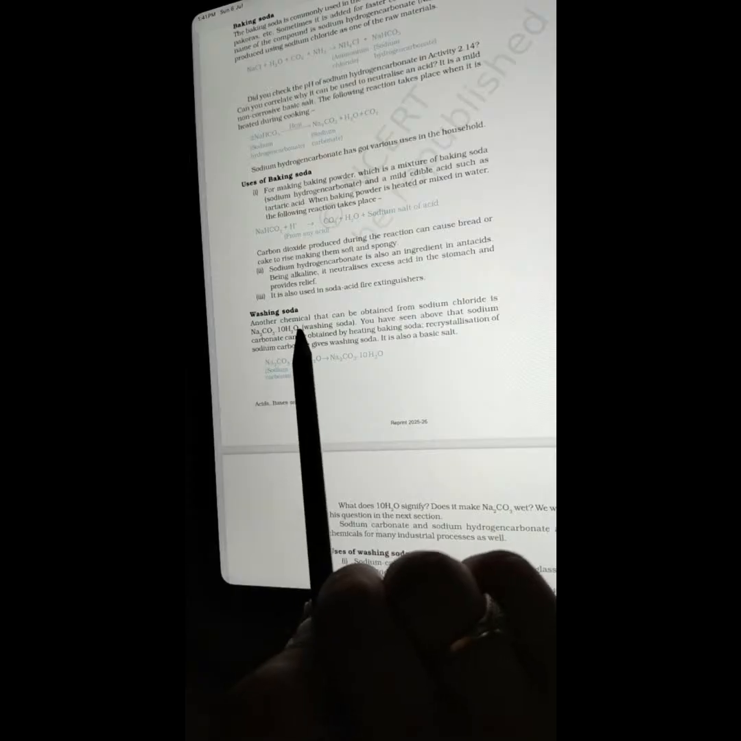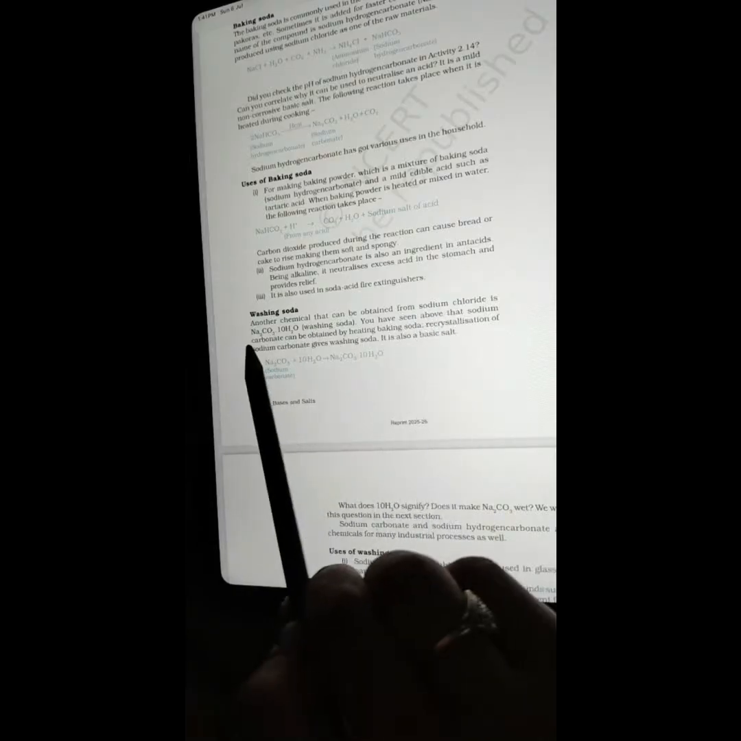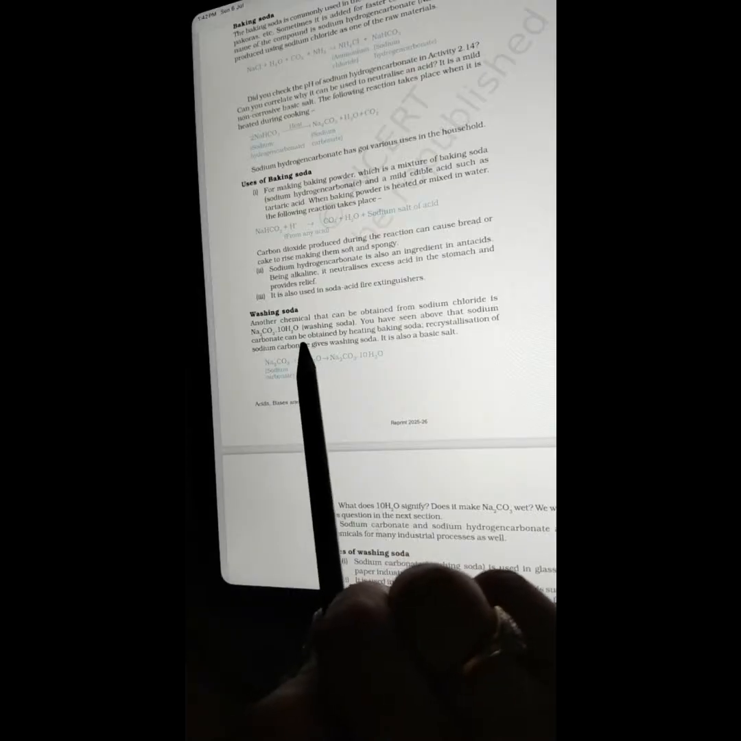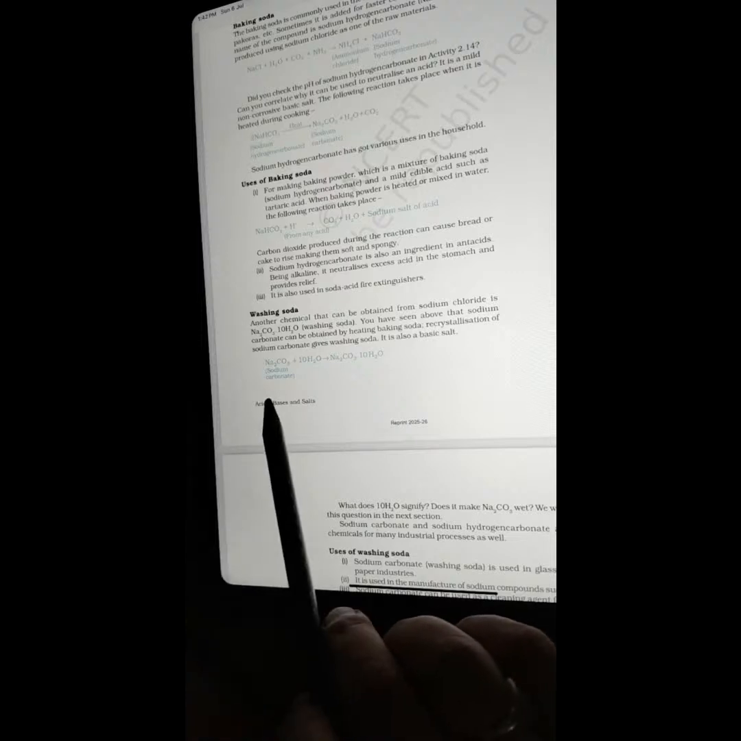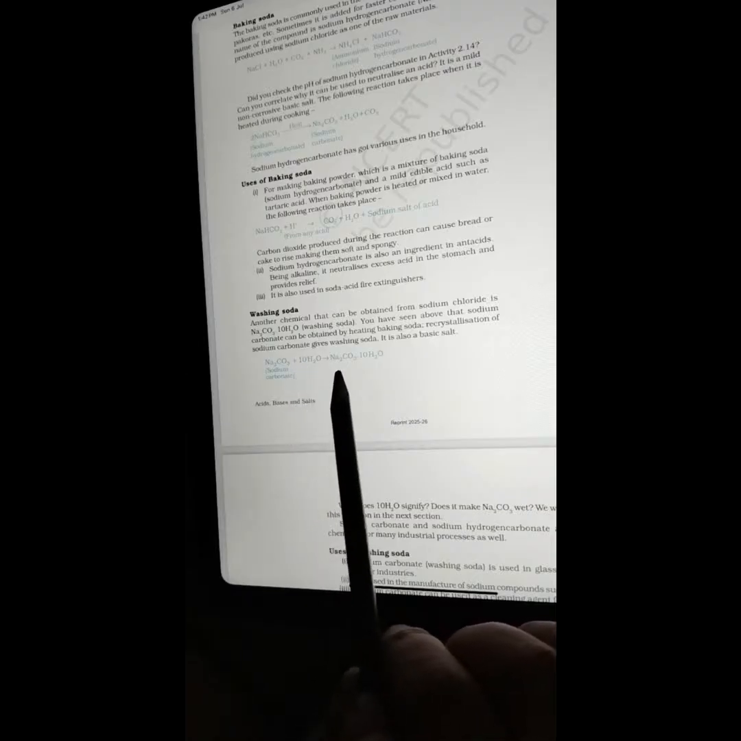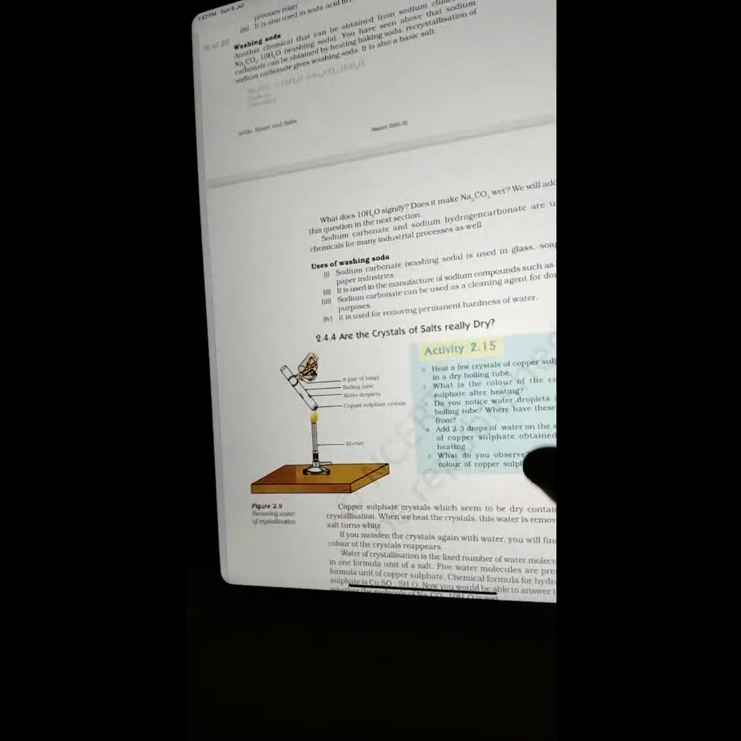Washing soda. Another chemical that can be obtained from NaCl, or sodium chloride, is Na2CO3.10H2O, washing soda. You have seen above that sodium carbonate can be obtained by heating baking soda. Recrystallization of sodium carbonate gives washing soda. It is also a basic salt. When sodium carbonate is combined with 10 molecules of water, it forms washing soda. The chemical formula is Na2CO3.10H2O. Next page.